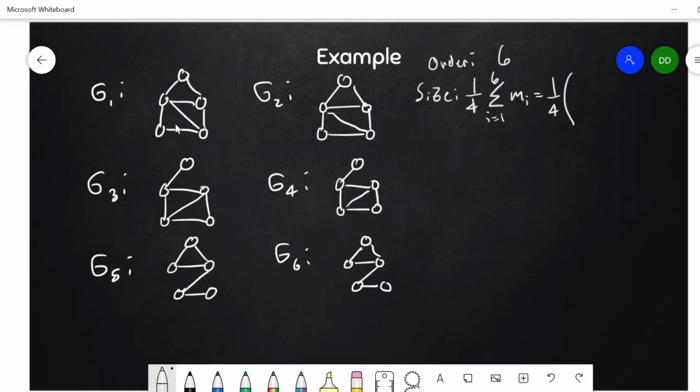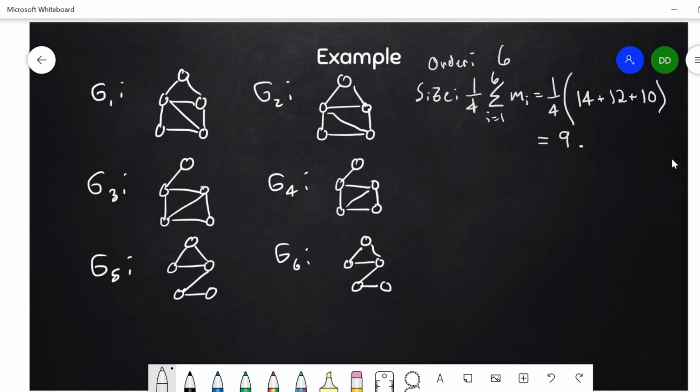So this one has 1, 2, 3, 4, 5, 6, 7 edges. That looks like 14 from those two, 2 times 7. These two are also the same, and there are 6 edges in each of those, so 12 from those two. And then down here, these are each the same, 5 from each of those, so plus 10. That's 26, that's 36, divided by 4 is 9. So the size of the graph is 9.